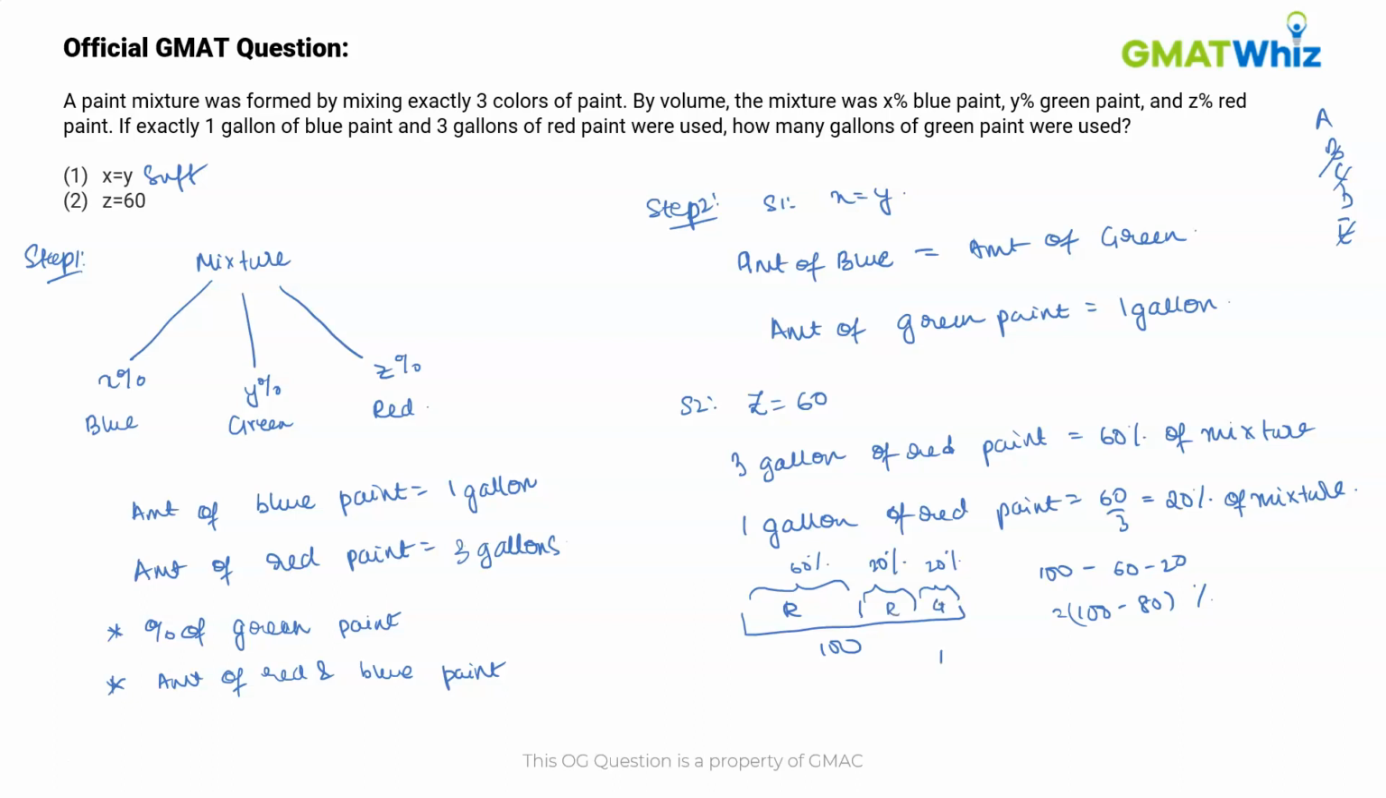So, since 1 gallon of the mixture comprises 20% of the mixture and green is 20% of the mixture, the amount of green paint will also be equal to 1 gallon. Hence, statement 2 is also sufficient, and the correct answer is option D.